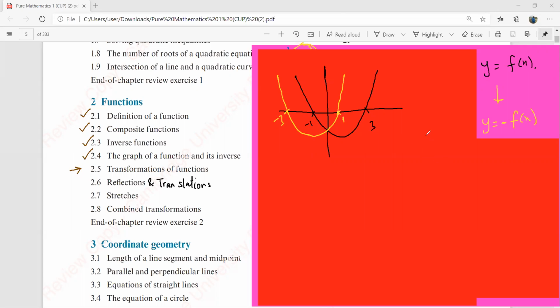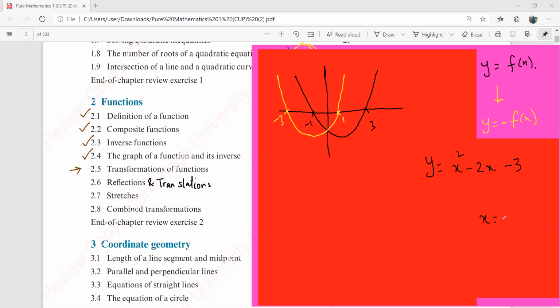Suppose the equation for the black curve is y equal to x squared minus 2x minus 3. I think I made a mistake in the previous example. It has to be minus 2x. It's alpha plus beta. So minus 2x. Yeah, I'm writing this correctly.